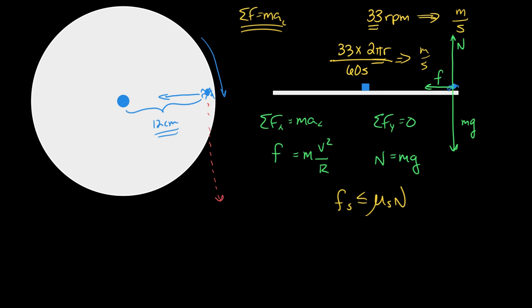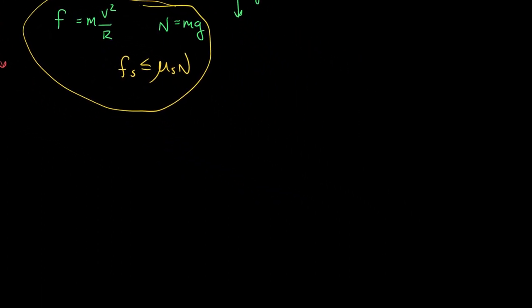The problem asks, what is the minimum coefficient of static friction for the bug to stay on the record? So the problem wants us to have mu equals, or mu is less than, or mu is greater than something. Now, this next part is how you deal with these three things together while preserving the inequality. To preserve the inequality, you need to ensure that your substitutions always substitute into the inequality.